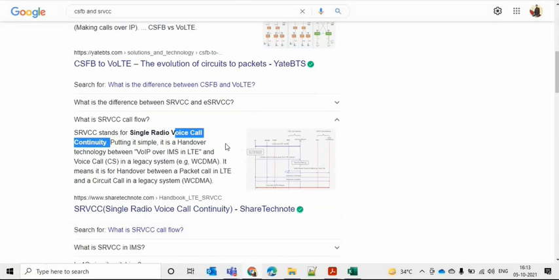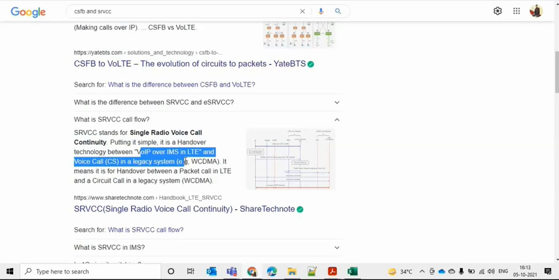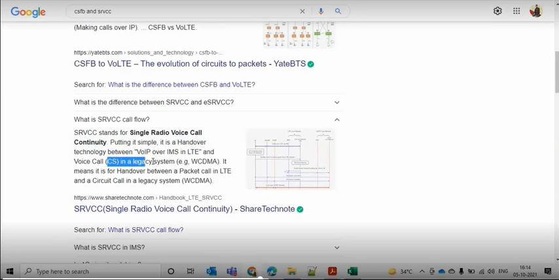For example, I'm in a 4G network, but after 200 meters there is no 4G network, and I need to keep talking to Shiva on the call. So how will this call go? This will go to the CS network, the circuit switch network in the legacy system. So this is the SRVCC concept in packet core.